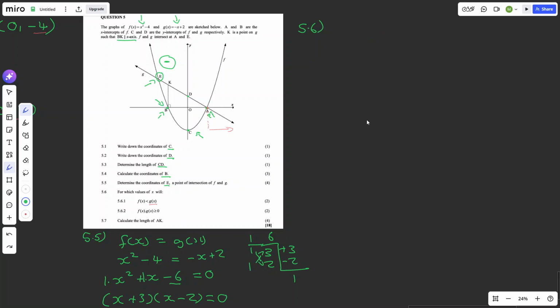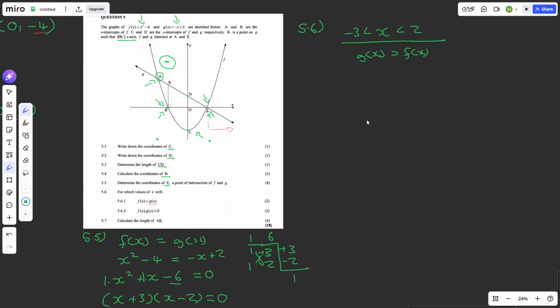So it's going to be x strictly less than 2, the point we found here, and strictly greater than minus 3, the point we found at E. So within this range, our function g of x is strictly greater than f of x, because you can clearly see that between these 2 points, the straight line is above.